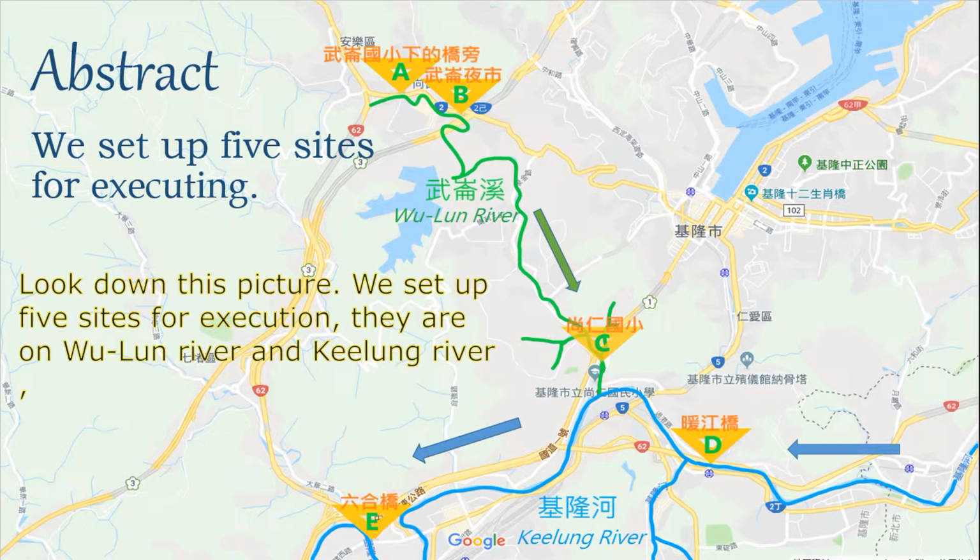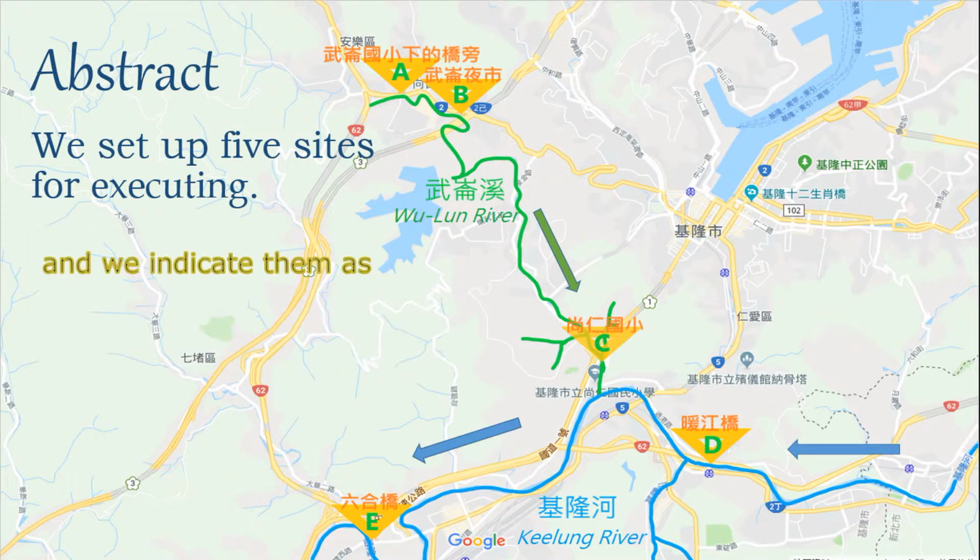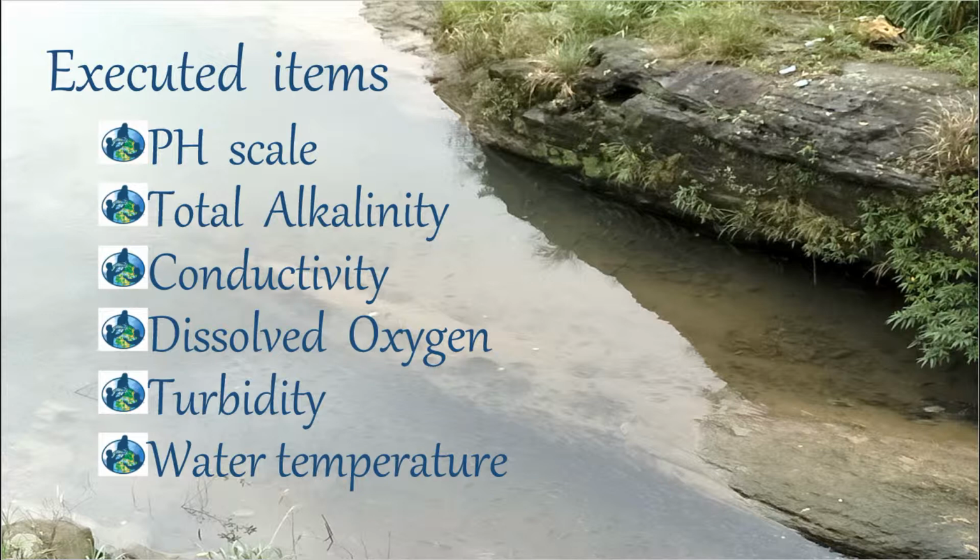Abstract. Look at the picture. We set up 5 sites for execution. They are on Urun River and Keelung River, and we indicate them as A, B, C, D, E. Detailed items. The data we test include pH scale, total alkalinity, conductivity, dissolved oxygen, turbidity, and water temperature.